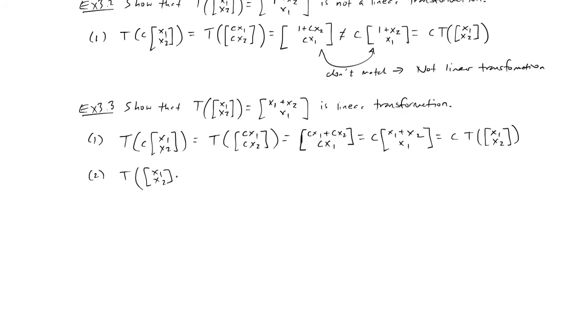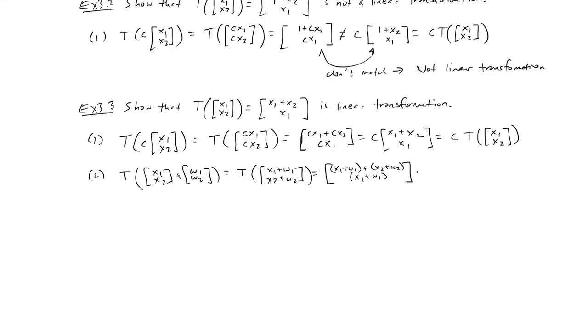The second property says if we sum two vectors, and we take the transformation of the sum, that's going to be the sum of the transformations. So we'll add those two vectors so we can apply the formula. This is (x1 plus w1, x2 plus w2). Then we'll use the formula, putting those two pieces in their respective locations. So x1 plus w1 is going to go here and down here, and x2 plus w2 is going to go up there.